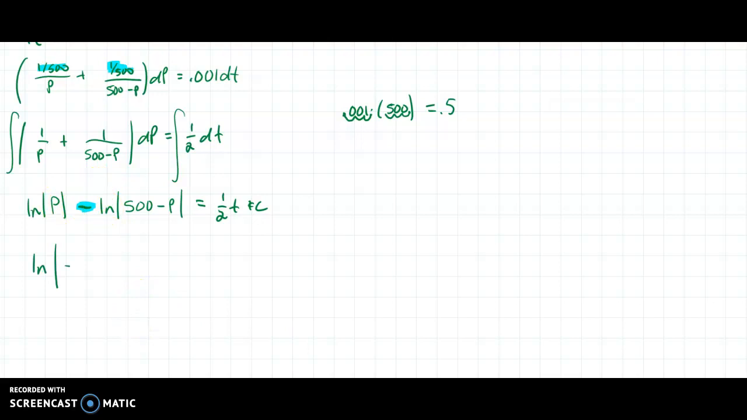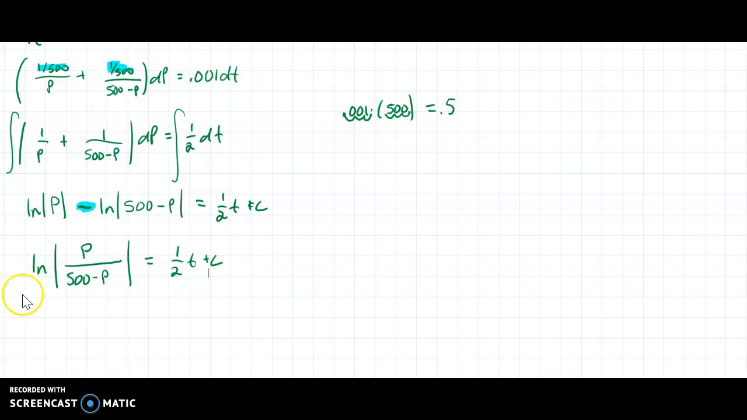ln, absolute value, and I get a fraction bar. Because the minus pieces go in the bottom, that leaves me 500 minus p in the bottom, and then the positive ones go on the top, so I get a p there. So all that was a log smash. Notice if you had a plus here, then we wouldn't have gotten this fraction, so it would have been different, and that would have given you an error. The right side stays the same, 1/2 t plus a constant.